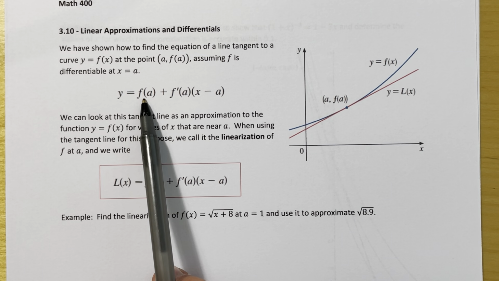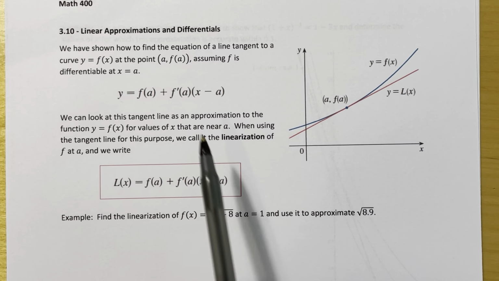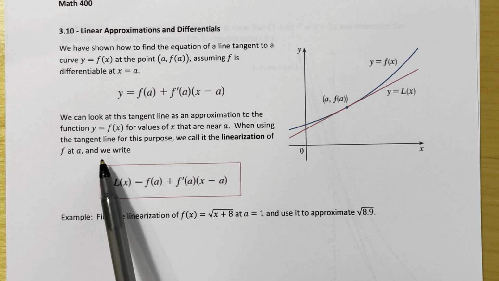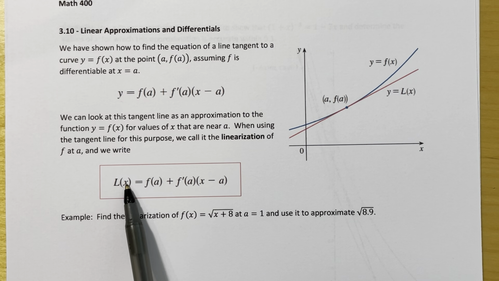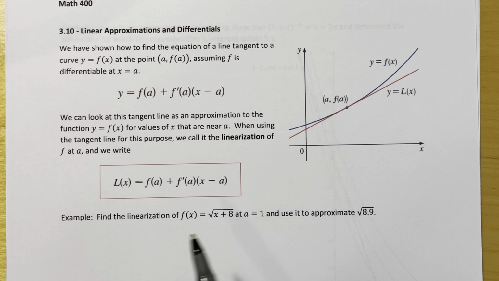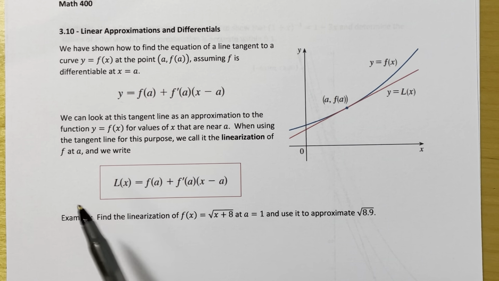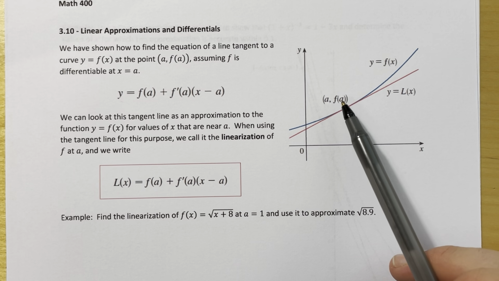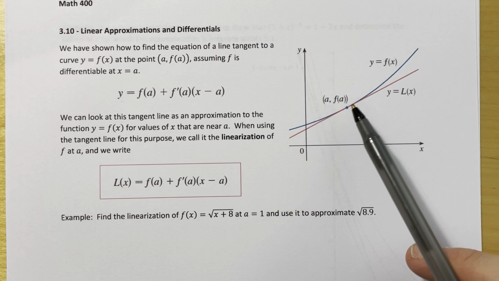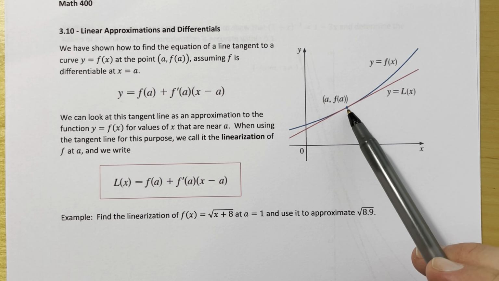When we have this equation written out like this, we call it a linearization of f at the number a. And we're going to swap that y out for a slightly different notation. We're going to call it capital L of x, standing for linearization. Basically, a linearization takes advantage of the fact that differentiable functions will appear almost linear if you zoom in on a point closely enough.